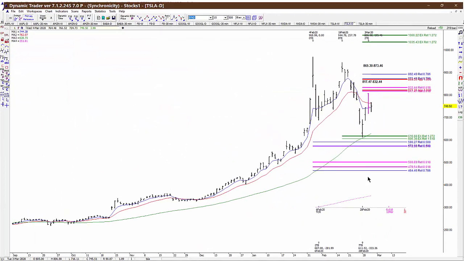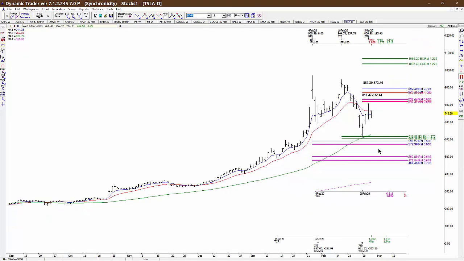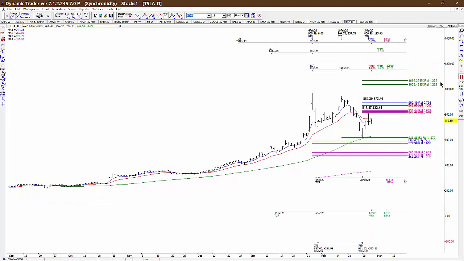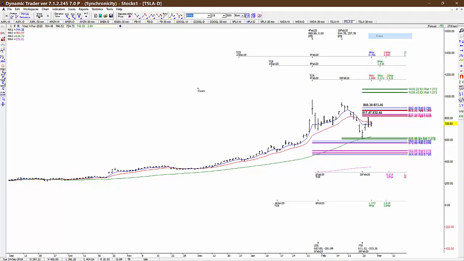So, for example, I had time and price at this last low in Tesla the other day. I didn't know if it was going to hold, but we did test and hold the support, and it looks like nothing, but from that low to this high, that's 195 bucks.